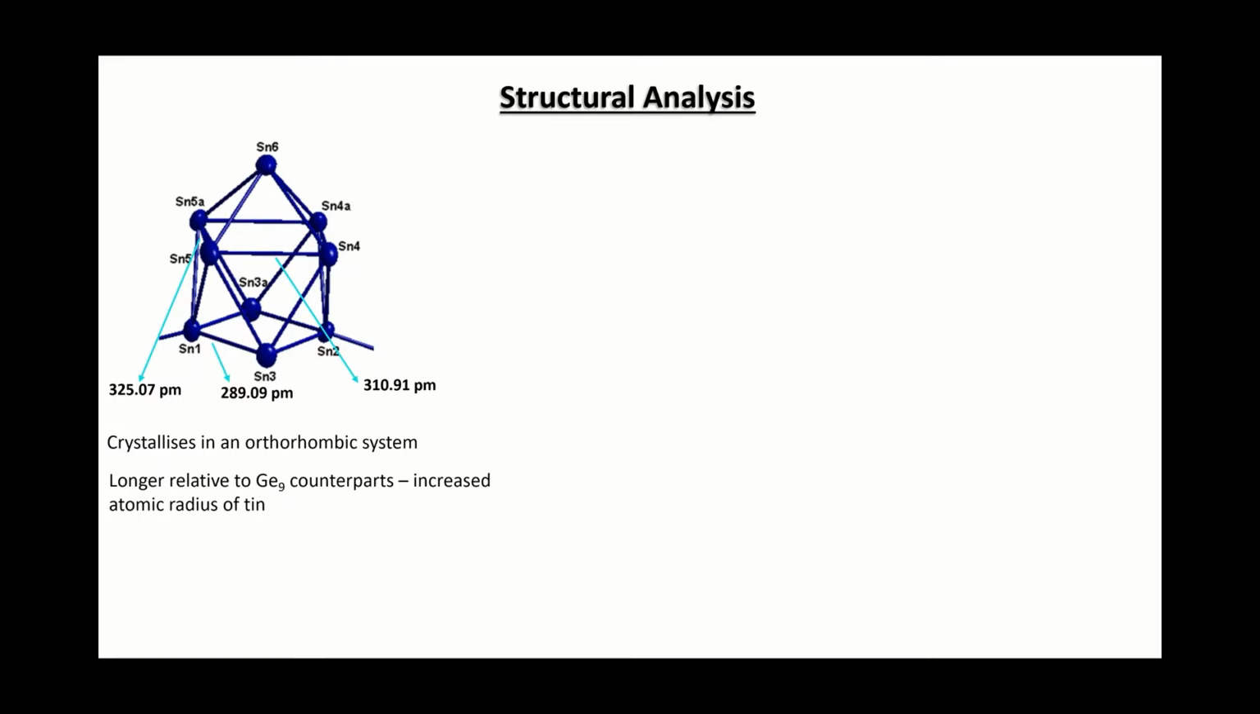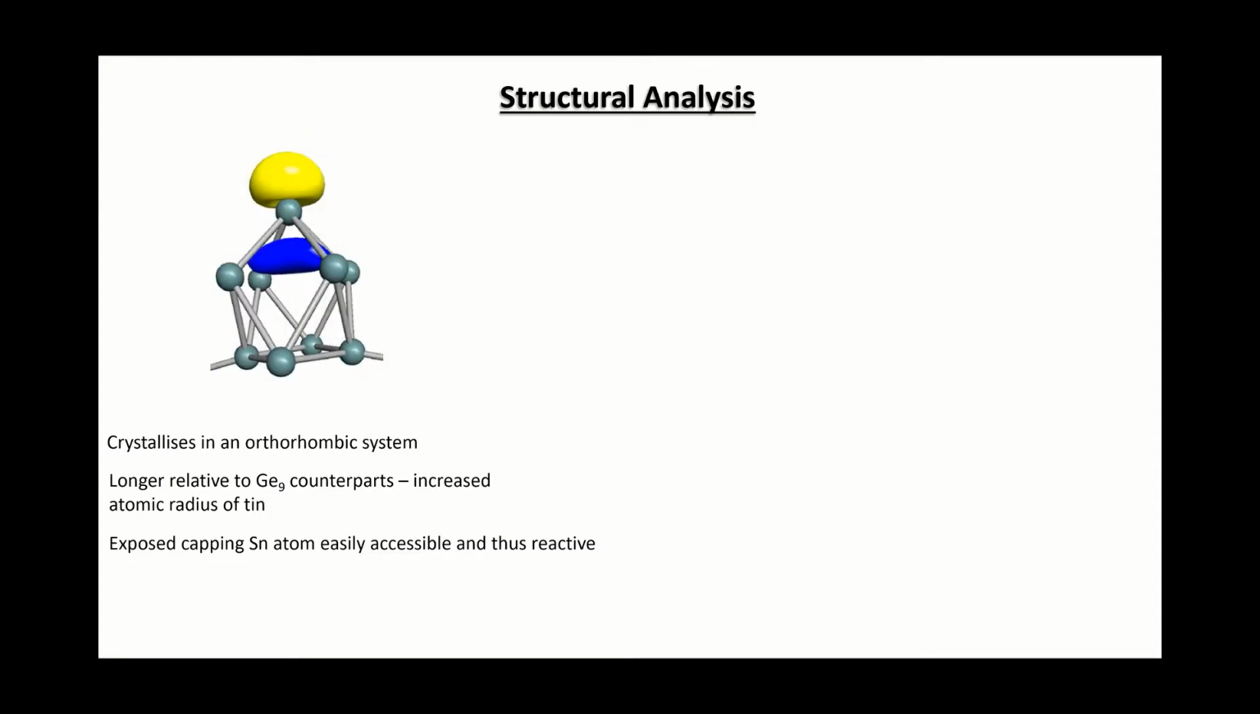From the structure, something else we can see is that the capping tin atom here is relatively quite exposed in comparison to the rest of the cluster atoms. And so, by performing quantum calculations based around electron density, we can show that this is actually the most reactive site towards electrophiles due to both its exposure and greater electron density. This image here is simply depicting one of the defined HOMOs of the cluster, showing that the exposed tin atom has this great electron density that we've just spoken about.